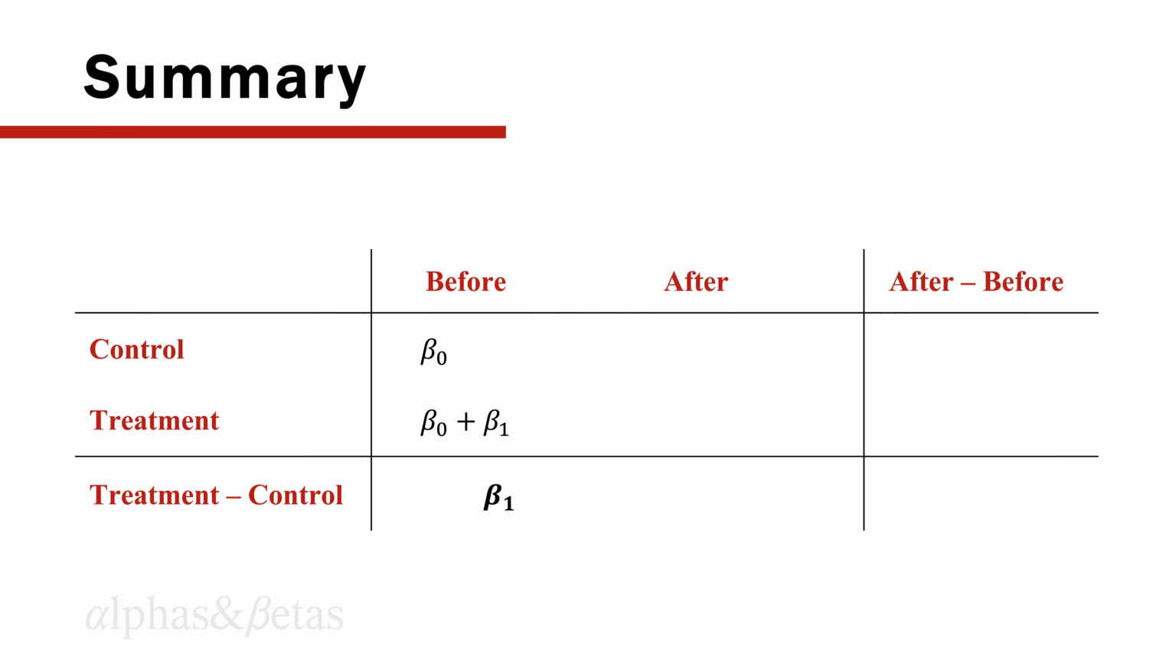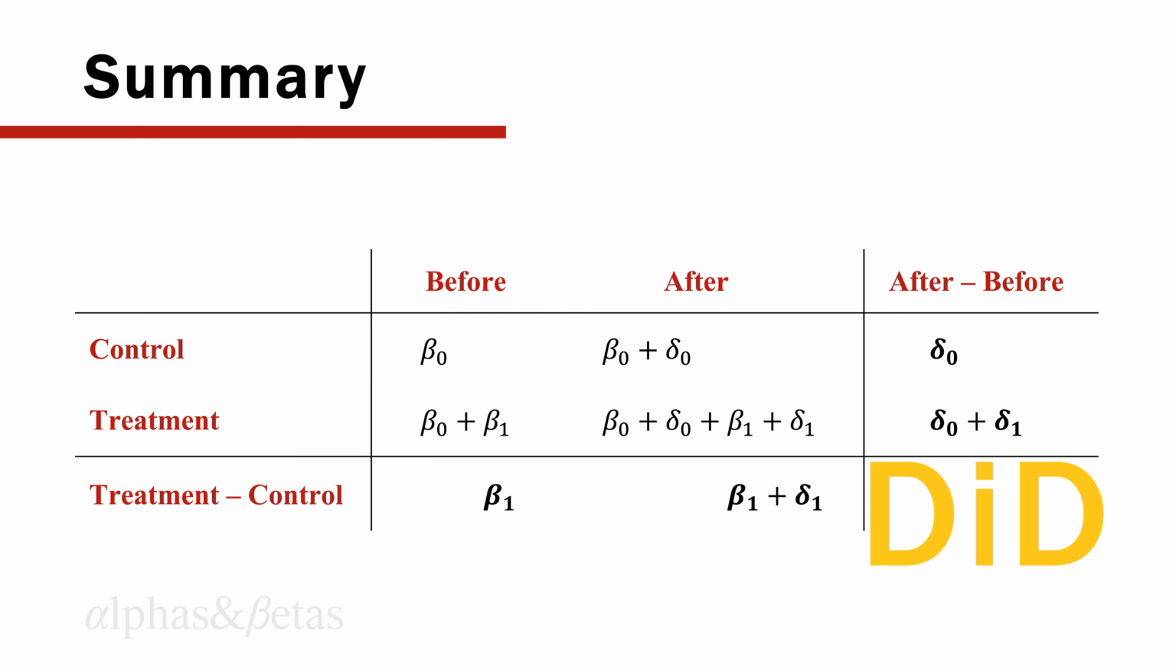Overall, the difference in expected house prices between the treatment and control groups after the treatment is equal to beta 1 plus delta 1. For the control group, the difference in house prices before and after the treatment is delta 0. For the treatment group, the difference in house prices before and after the treatment is delta 0 plus delta 1. The change in the difference in house prices between the control and treatment groups before and after the treatment is the difference in differences, DID, estimator, which is delta 1.